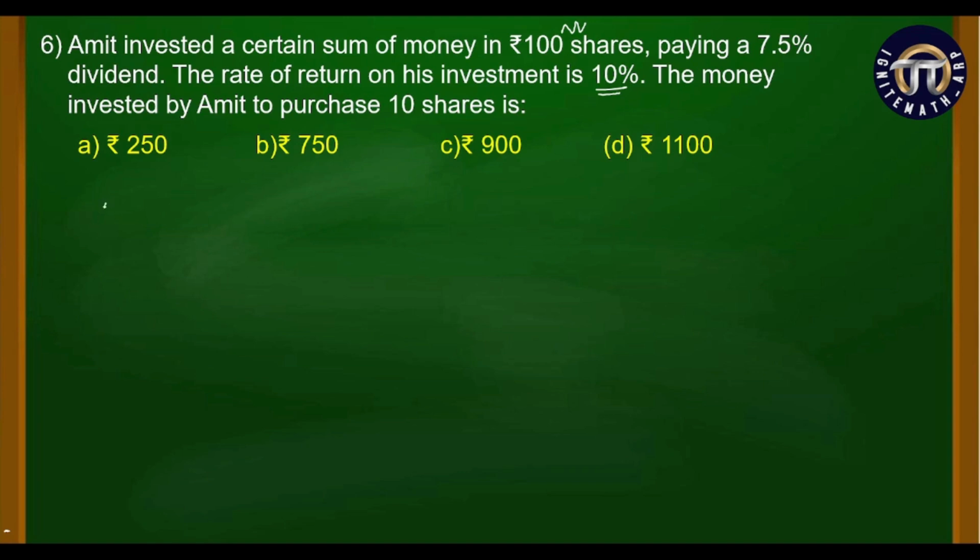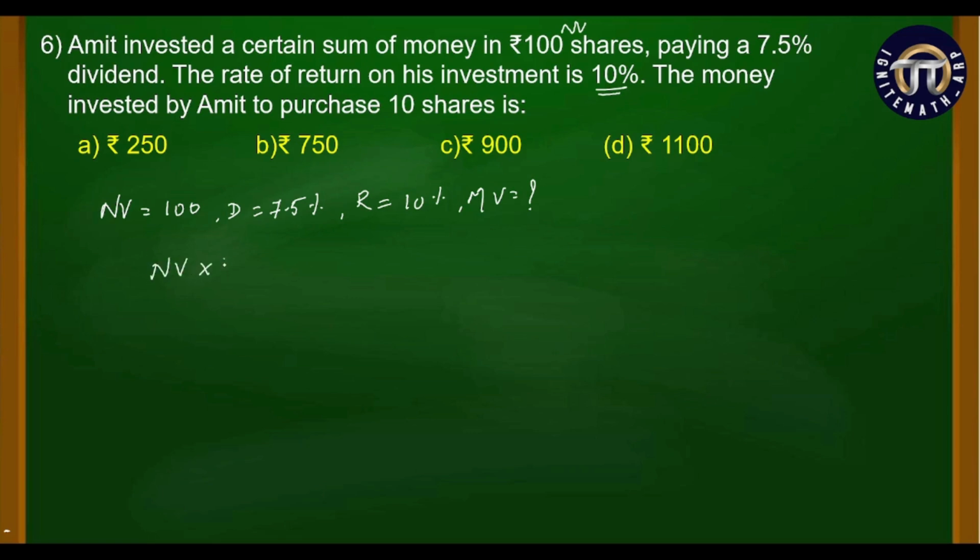So now over here, NV of a share is rupees 100, paying 7.5% dividend. Okay, the rate of return is 10%. So we don't know what the market value of the share is. Clear children? So now let me calculate the market value first.